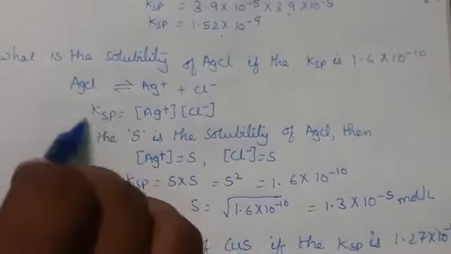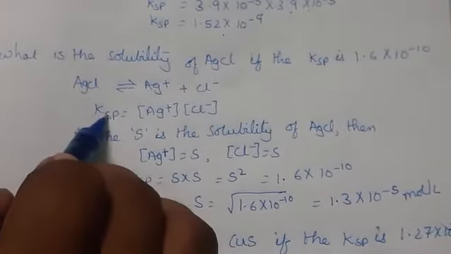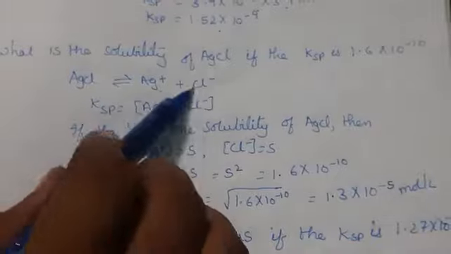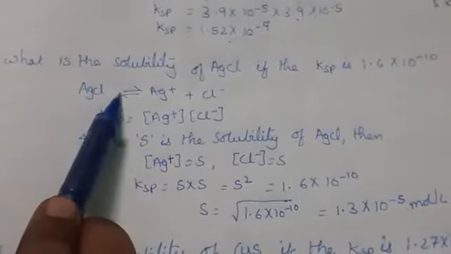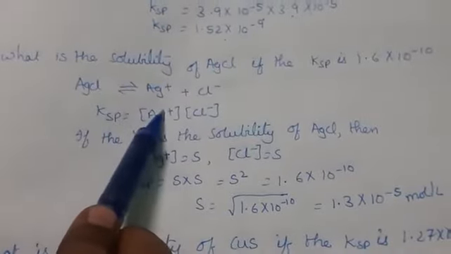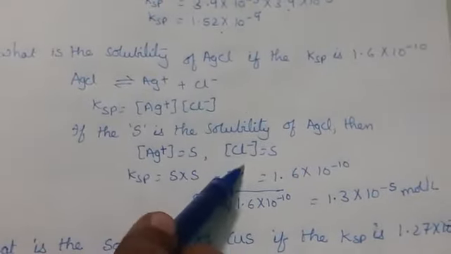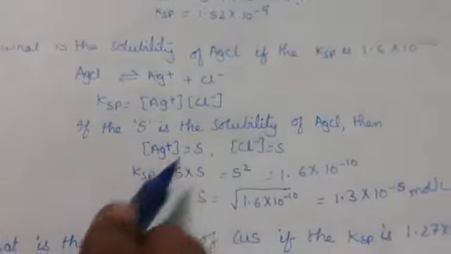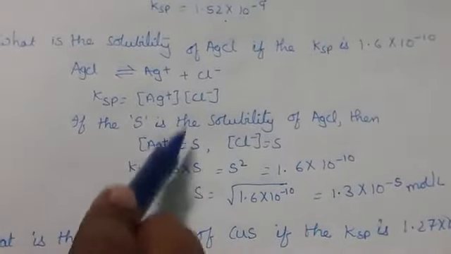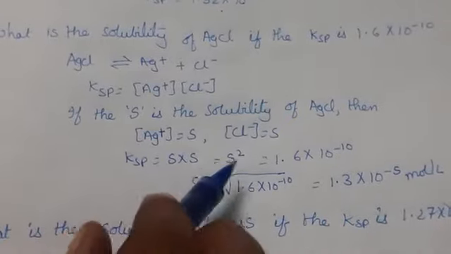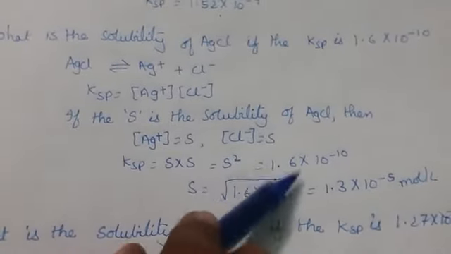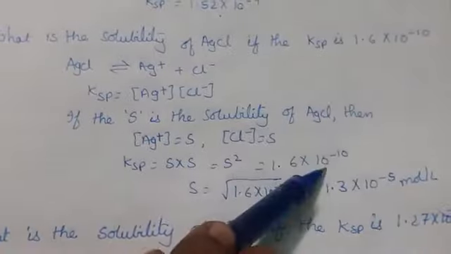So then what is the solubility product you are going to get? Ksp is equal to the concentration of Ag+ times the concentration of Cl-. If S is the solubility of AgCl, then Ag+ is equal to S, and Cl- is also S. When you substitute these, Ksp is equal to S times S, which is S squared, equal to 1.6 × 10^-10.